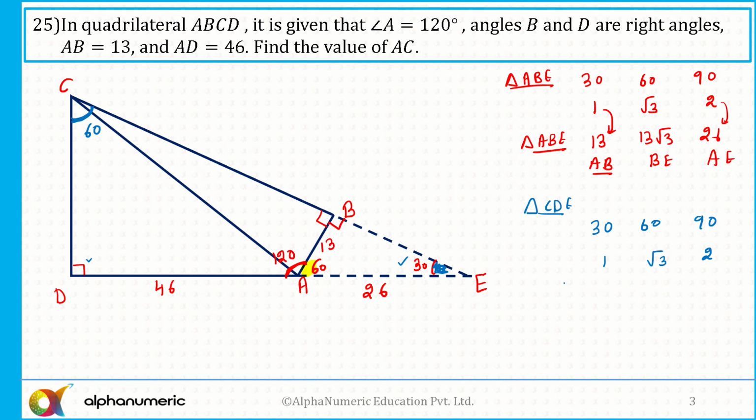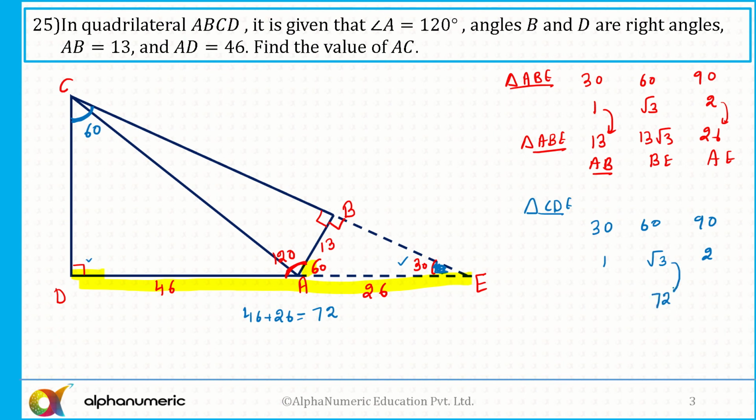So opposite to 60, the entire length is DE. Opposite to 60 degrees, this is my length here. And it is 46 plus 26. What is the value of 46 plus 26? You can add and find out. 46 plus 6 is equal to 52, 52 plus 20 is 72. So the side opposite to 60 is 72 here.